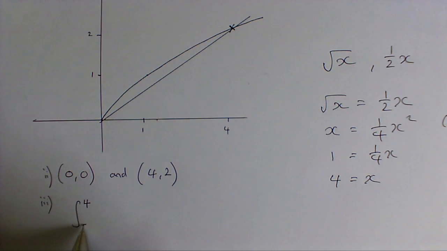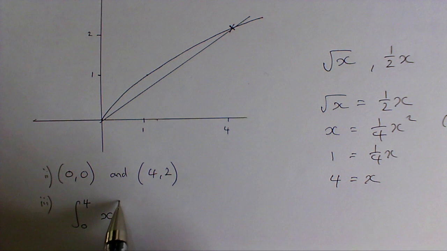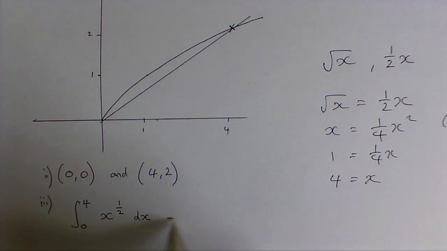So clearly, if I find the area underneath the curve and take away the area of the triangle underneath, I should be left with the area between the two lines. Okay, so don't forget that dx, because we're going to be integrating with respect to x. And the area of course, half times the base times the height.